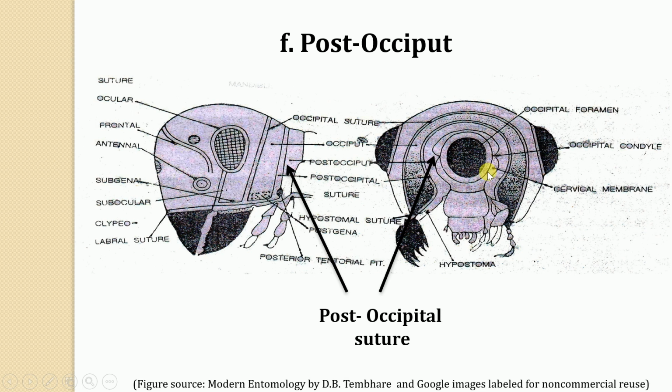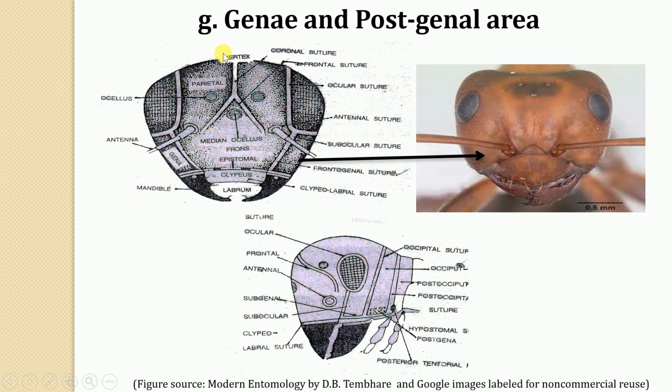So this is about the sclerite known as the post-occiput. The next one is the Genae and the post-genal areas. Genae is a plural word, singular is a gena. The gena represent the lateral areas of the insect head. So these are the lateral areas of the insect head.